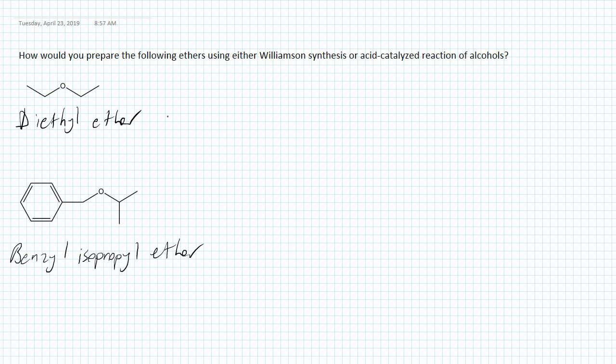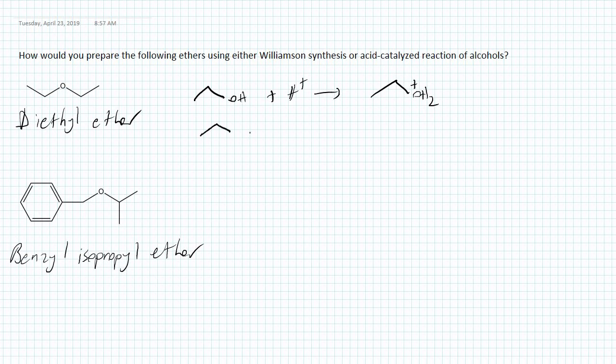For part A, for diethyl ether, the alcohol part is ethyl alcohol. So let's write here. So we have ethyl alcohol, and if we use an acid catalyst, let's say H+, the alcohol will be protonated, and then we can use an SN2 reaction between a protonated alcohol and the neutral alcohol. So this is the first step.